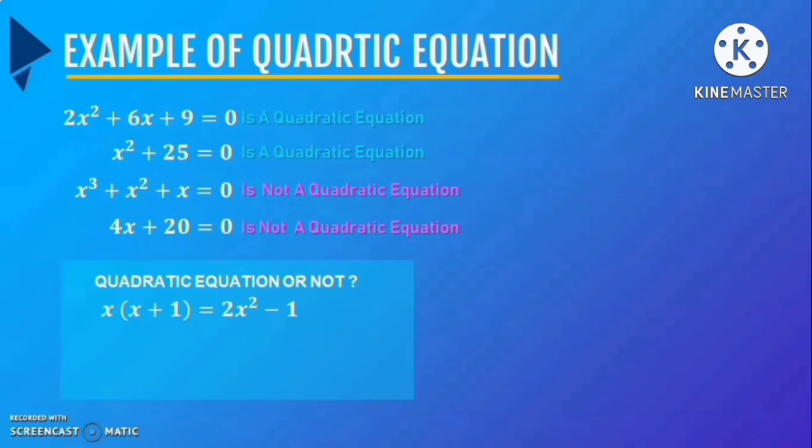Let's think together. Is the equation x times (x plus 1) equal to 2x squared minus 1 a quadratic equation or not? Okay, if you expand and simplify this equation, you will get negative x squared plus x plus 1 equal to 0. Yes, this one is a quadratic equation, but it is not in standard form.